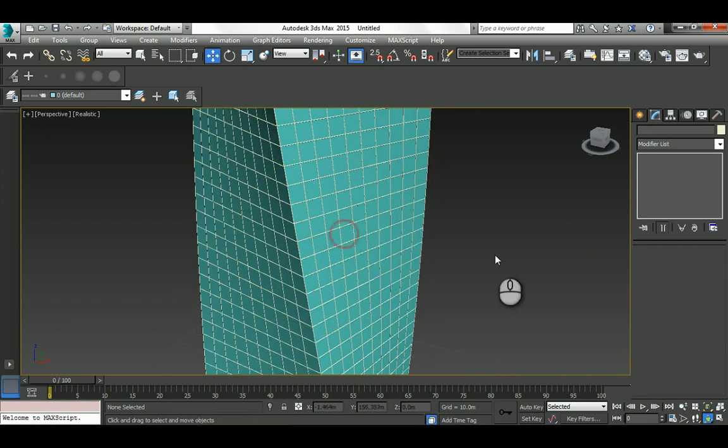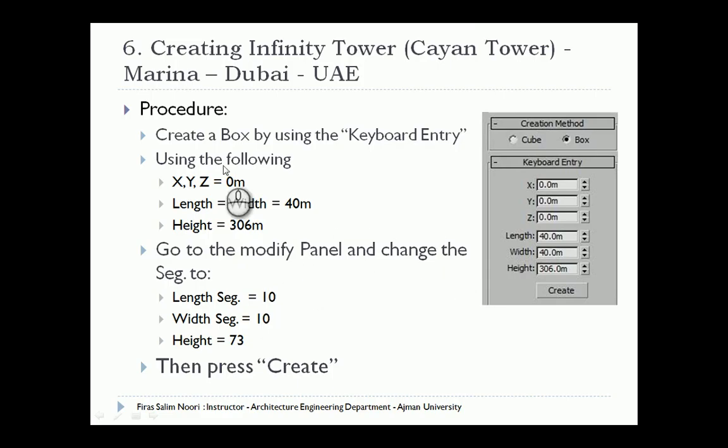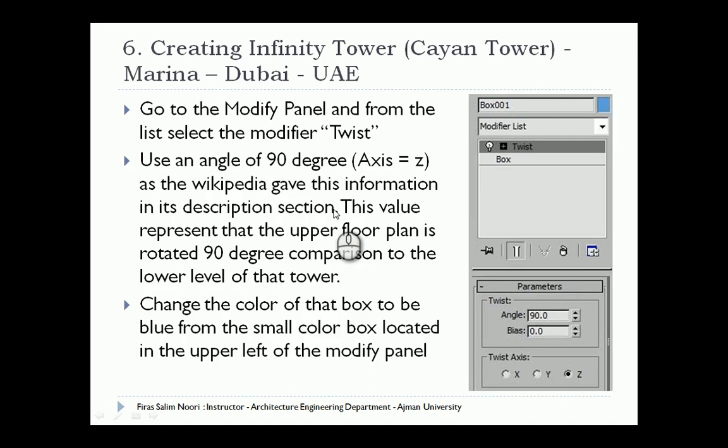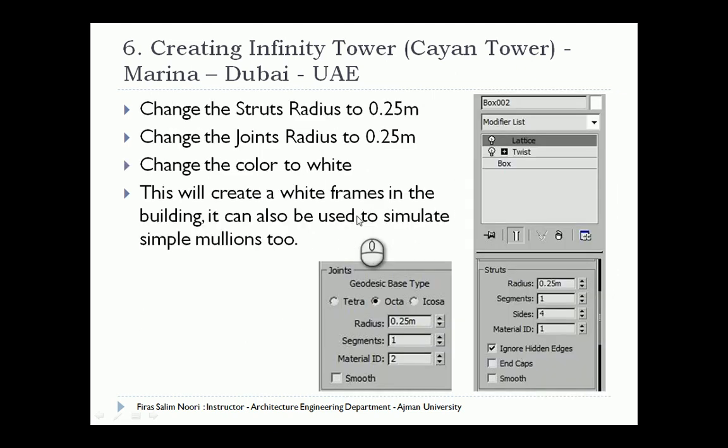Twist it 90 degrees, and then Ctrl+V and add the lattice, and that's it, technically. Choose the parameter you think suitable here, 0.25, 0.1, depending on how far away your shot will be to see this, and that's the end result for the tower.